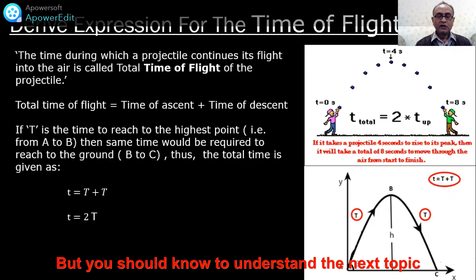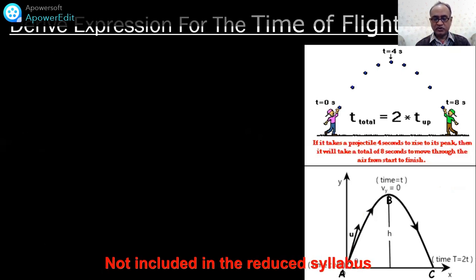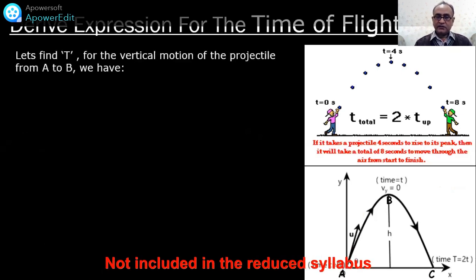So what are we going to do? We'll find the time from point A to point B, and in the last, we will double it. We'll form an equation to find the time from point A to point B, right? You can see over here that we are going to find the value of T, the time required for upward motion. For the vertical motion of the projectile from A to B, we have some data over here. And what is that data? As I told you, we'll consider the vertical component of the velocity.